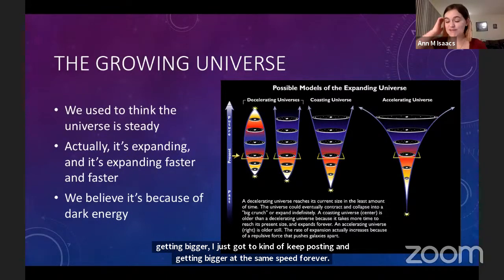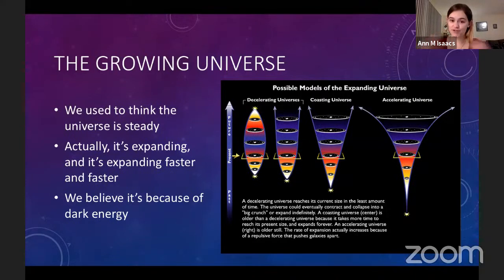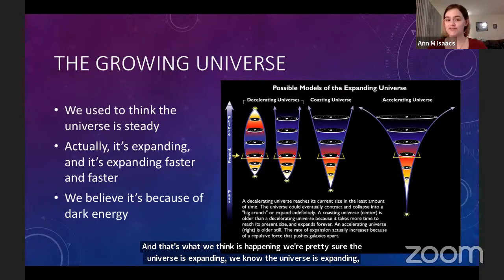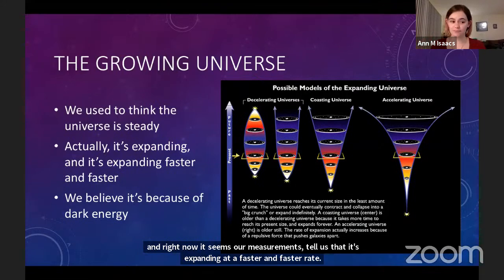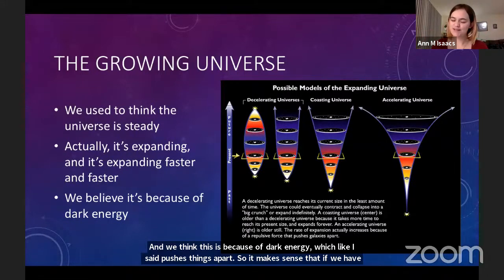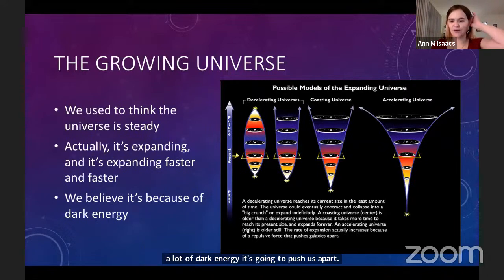And we think this is because of dark energy, which, like I said, pushes things apart. So it makes sense that if we have a lot of dark energy, it's going to push us apart. And the one theory actually is that dark energy is an inherent property of space, so it's self-propagating. As the universe gets bigger, there's more space, and therefore there's more dark energy, and it's pushing out. And to be clear, the whole universe is getting bigger all at once, all together.